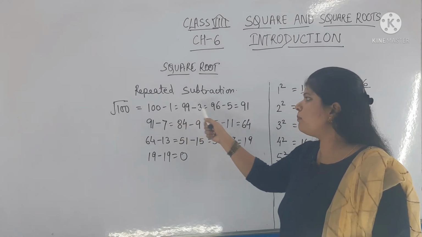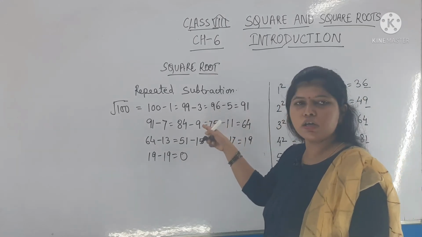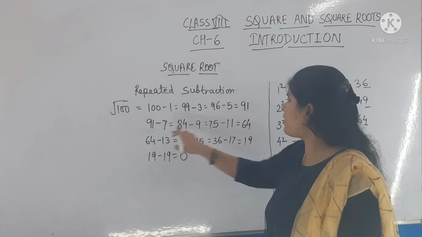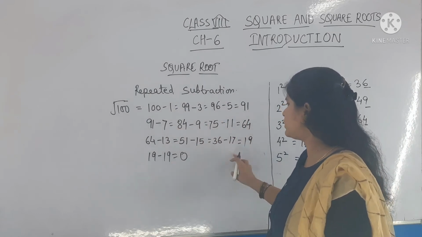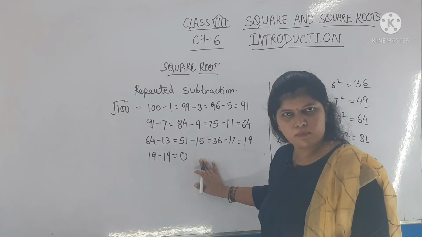So that result will be subtracted with 3. That is the next odd number in the sequence 1, 3, 5, 7, 9, 11, 13, 15, 17. Then 19 minus 19, I am getting 0. So I have to stop here.